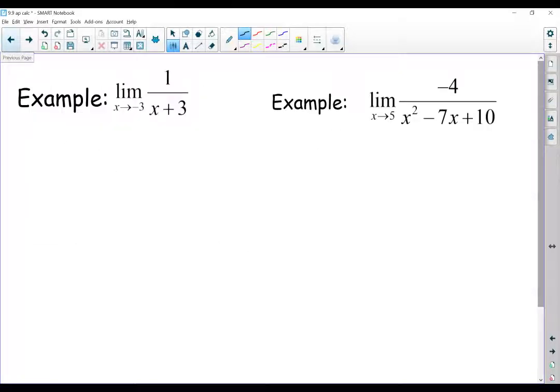So why don't you guys try to find these two limits? Okay, so pause me and then unpause me and I'll go through the answer.